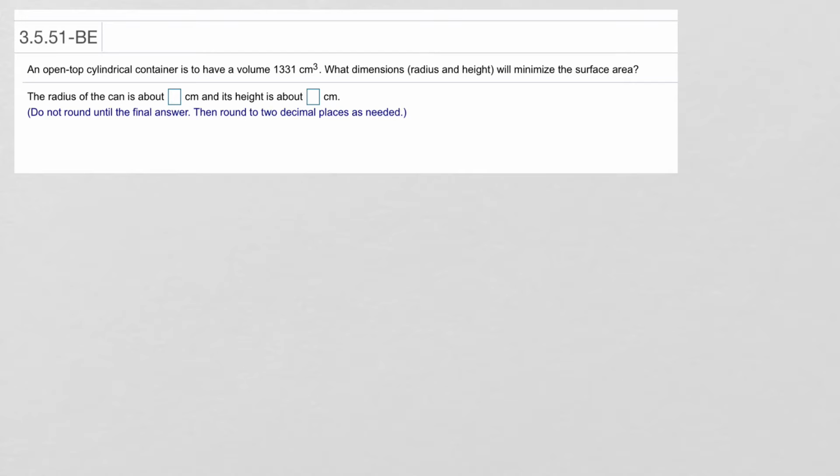In this problem, I want to find the dimensions of an open-top cylindrical container that will minimize the surface area. So we know the volume of the container. We want to minimize the surface area.